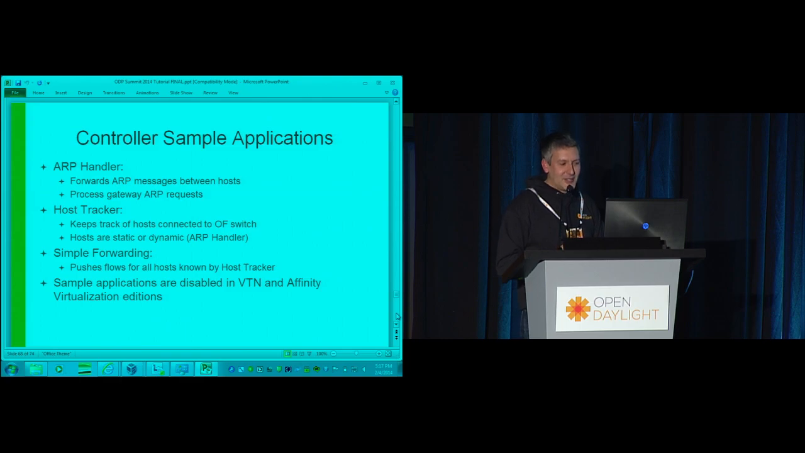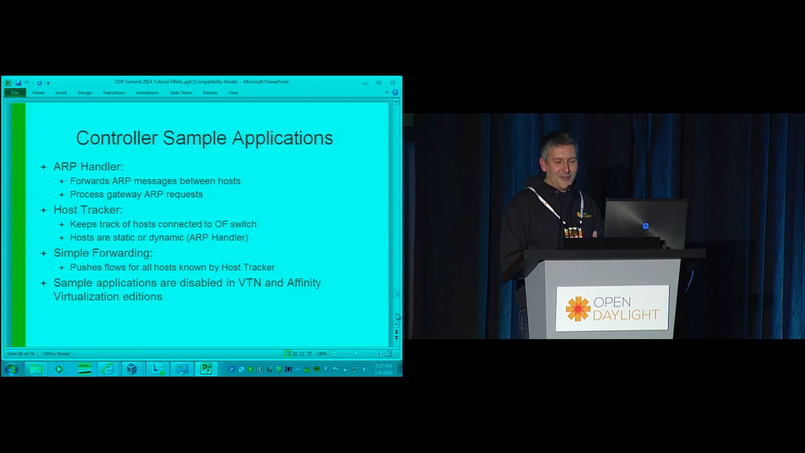The second application is called Host Tracker. You can configure a static host, defining, okay, this is the host I have with this MAC and IP address, and this is connected to this port. And you can also learn hosts dynamically. This is what is happening with the ARP. Every time you deal with ARPs, you are learning that there's a host behind, and you update your host tracker. So all this will show up in the host tracker.